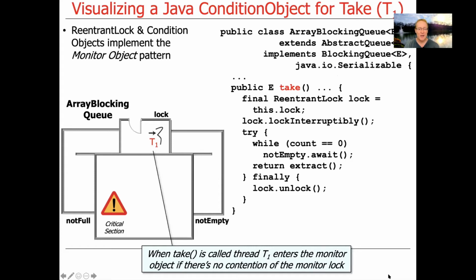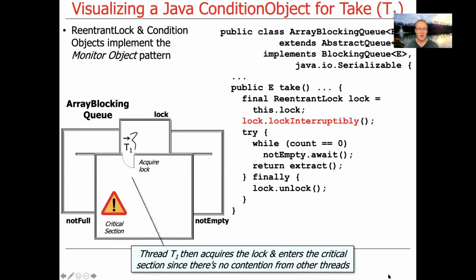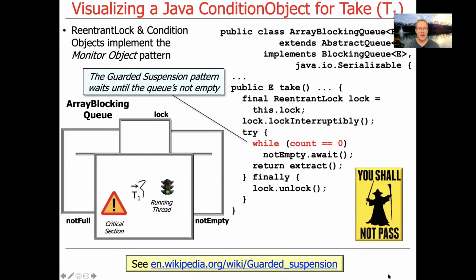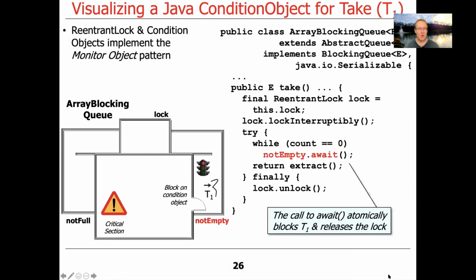If you were to take a look at the take implementation from the Java class library, you'd see that take starts out by essentially getting into the critical section by calling lockInterruptibly on the lock. And since there's nobody else there, it gets right in. And now the lock is in use. It's been acquired. And then we use the guarded suspension pattern, which we talked about in an earlier lesson. What this will do is say, while the count equals 0, in other words, while there's nothing in the queue, go ahead and call await on the not empty condition. And when you call await on the not empty condition, this atomically blocks thread T1 and releases the lock.